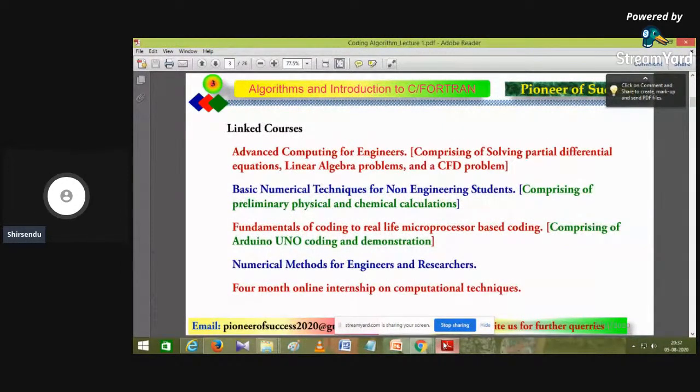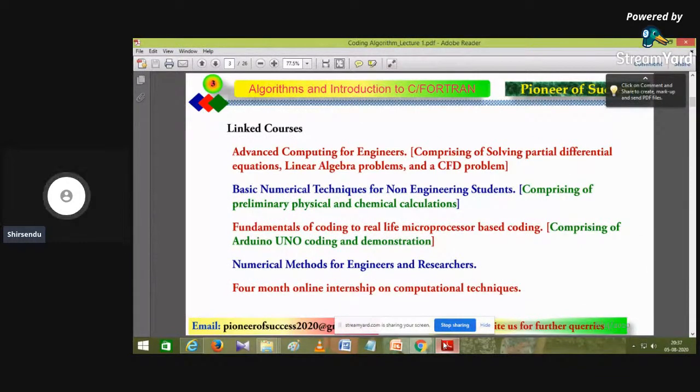We have a few linked courses, and for doing this particular course, preliminary knowledge of this course is very much important. Once you have done this course, you will be able to do advanced computing, and this is very much important for engineers. This course will comprise solving partial differential equations, linear algebra problems, and a CFD problem. So we'll be solving these three things so that you have a general knowledge of applications of code writing, so that you can solve a partial differential equation, and you can solve linear algebra problems.